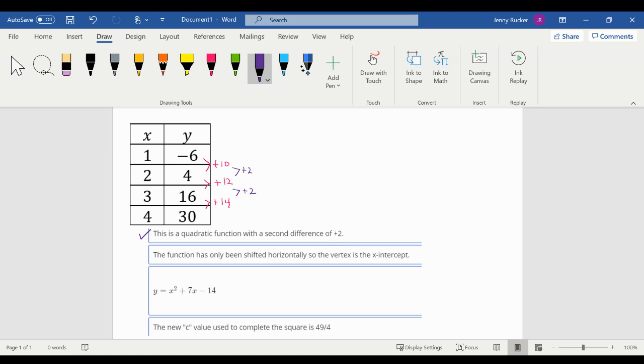So my next statement says the function has only been shifted horizontally, so the vertex is the x-intercept. I don't really see any evidence of symmetry in the table, nor do I see an x-intercept or a y-intercept. Now, I could build my table backwards to check for the y-intercept, but I think using technology would help me more.